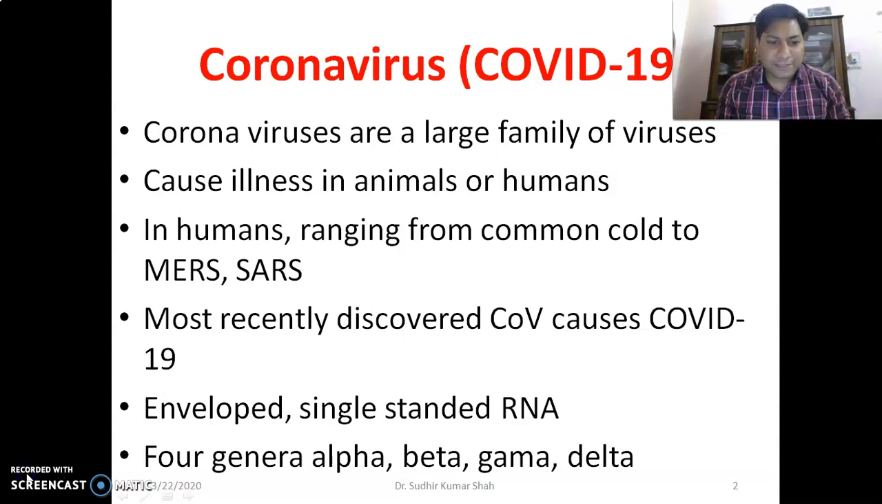This coronavirus is an enveloped single-stranded RNA virus having helical symmetry, like springs. Coronaviruses are divided into four genera called alpha, beta, gamma and delta. But only the alpha and beta genera are known to cause coronavirus infection in humans.